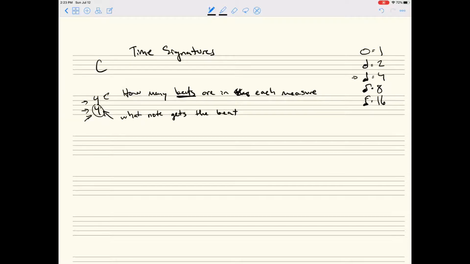Just to throw some other time signatures out here, 4/2 would mean we still have 4 beats. We have the same amount of beats, but the 2 on the bottom means that the beat is the half note. So the difference between these two would be kind of half. A measure of 4/4 would look like this: we'd have 4 quarter notes. In 4/2, we would have 4 half notes. So that measure has twice as many note values as this one.